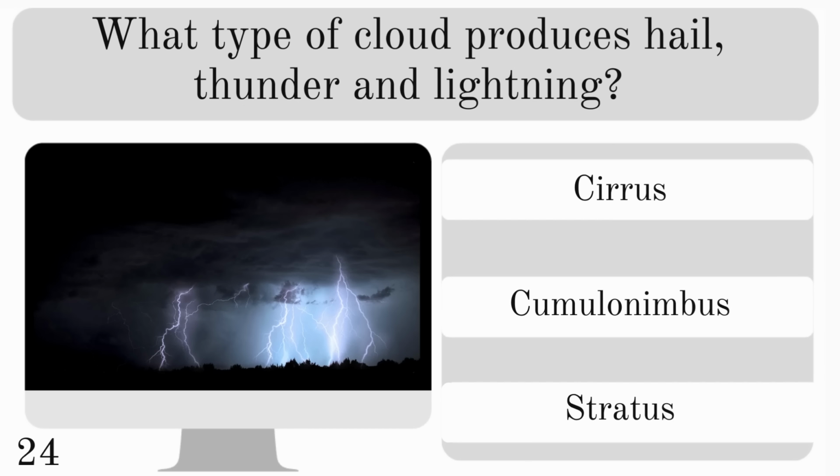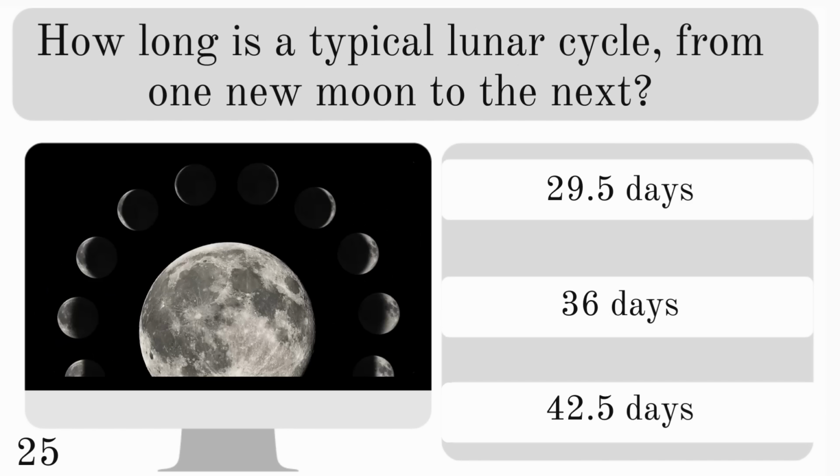What type of cloud produces hail, thunder, and lightning? Is that cirrus, cumulonimbus, or stratus? The correct one there is cumulonimbus. How long is a typical lunar cycle from one new moon to the next? 29.5, 36, or 42.5 days? And on average, it's 29.5 days.